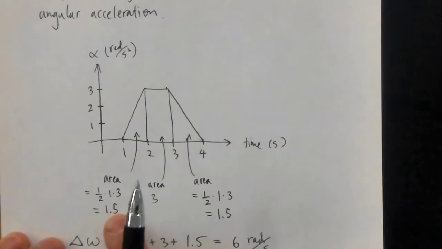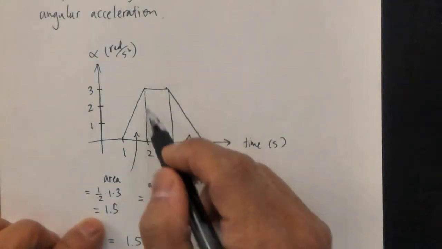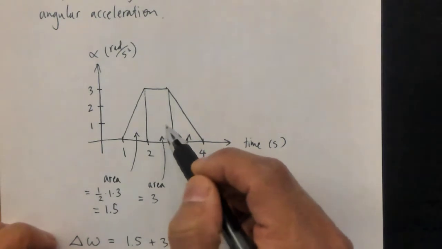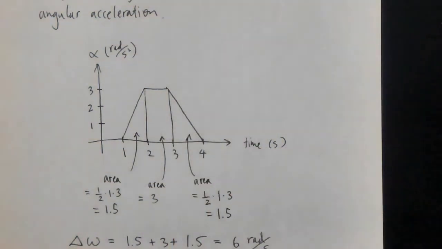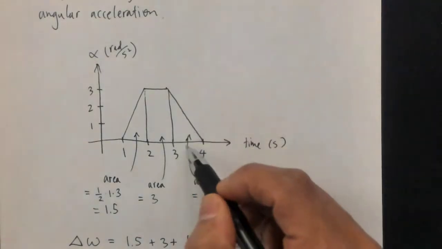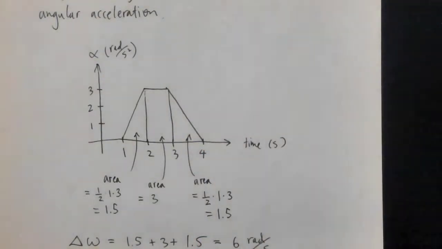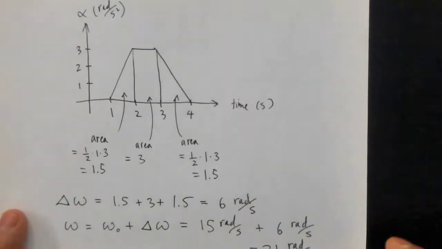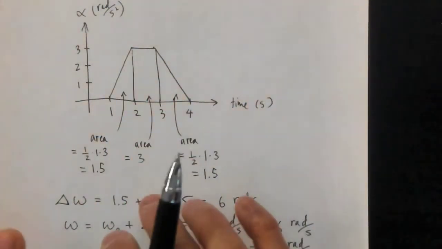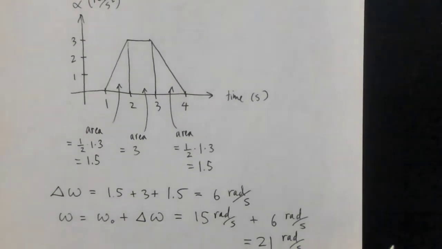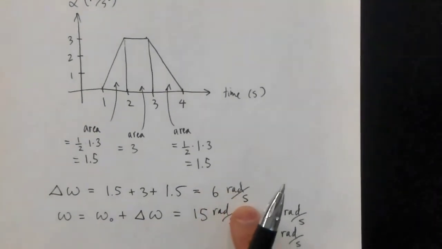and that's 1.5. Then we have a rectangle with a base of 1 second and a height of 3 radians per second squared. That gives me an area of 3. And then I have another triangle with a base of 1 and a height of 3, and that gives 1.5. So I add up the areas together. They're all positive, so they all come with plus signs. 1.5 plus 3 plus 1.5 gives me 6 radians per second.